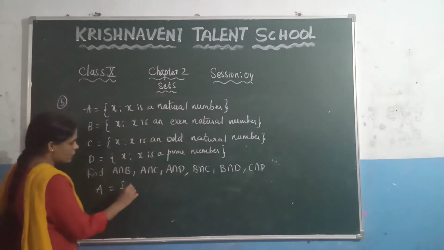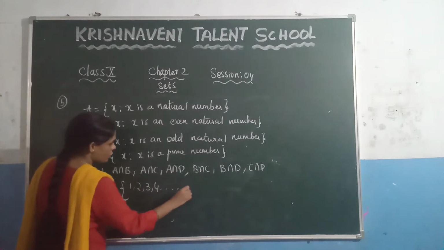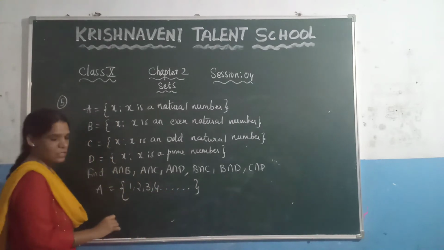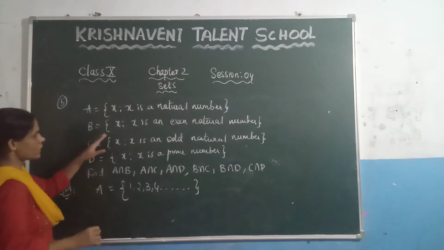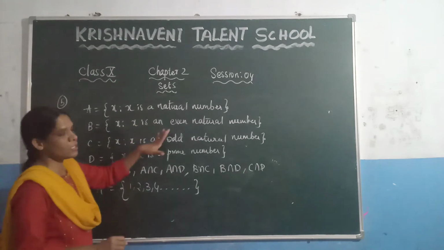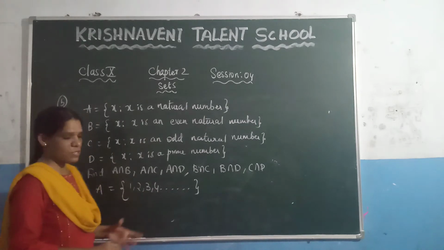So what are natural numbers, which is nothing but 1, 2, 3, 4 and so on, right? These are the natural numbers. This is the set A, and after that what is the set B? They have given x is an even natural number. That means you need to write the numbers that are even in the natural numbers.